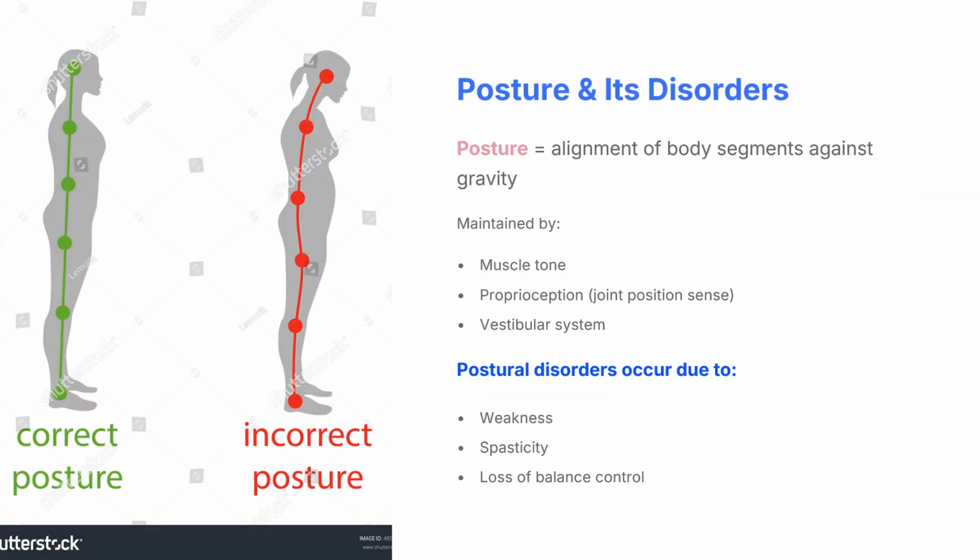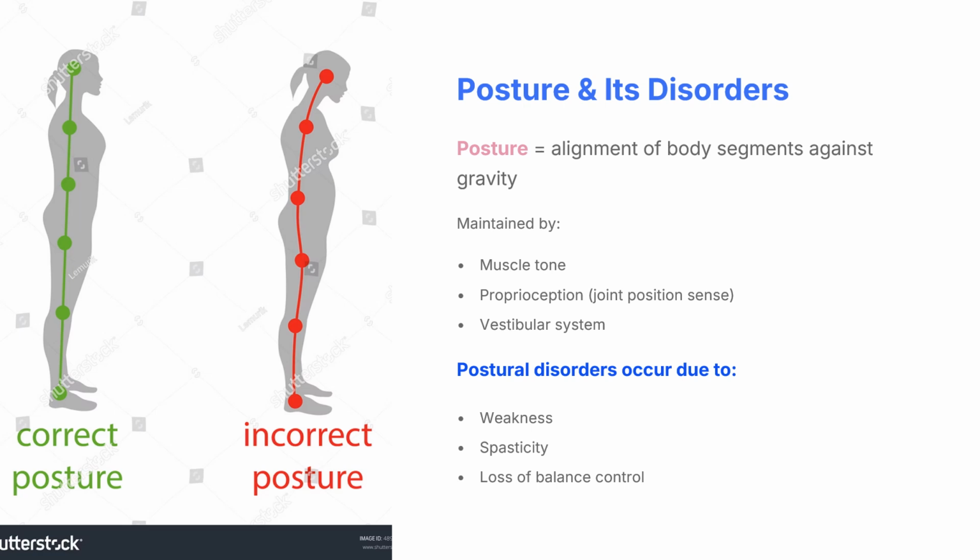So as you can see, the posture, right? There is a correct and incorrect posture. Posture is an alignment of the body segments. It is against gravity so that we can stand, we can sit. It is maintained by muscle tone, not only the tone, but also the proprioceptors, right? That means these are the receptors which are present in the joints, which will tell us the position sense. Along with that, there is a vestibular input which is present in the vestibular system.